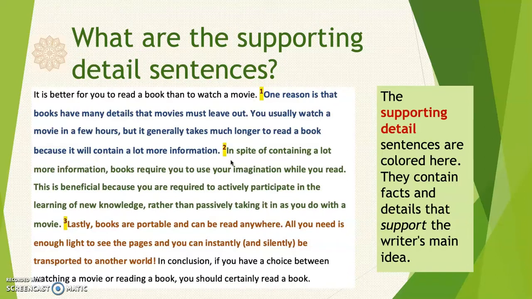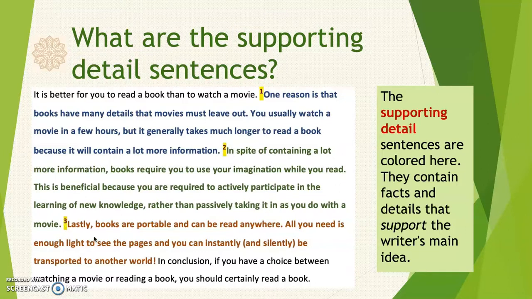The next supporting detail has 2 more sentences that go together about using your imagination. The first sentence talks about using your imagination, and then this second sentence says it's beneficial because then you're participating in the learning and so forth. So these 2 sentences go together as another important support.